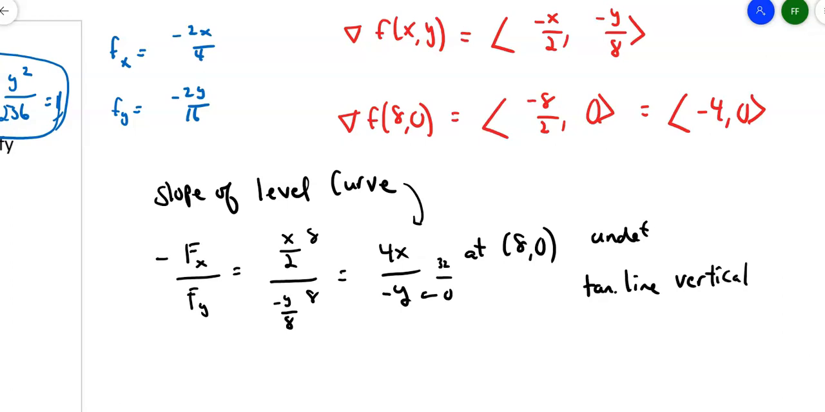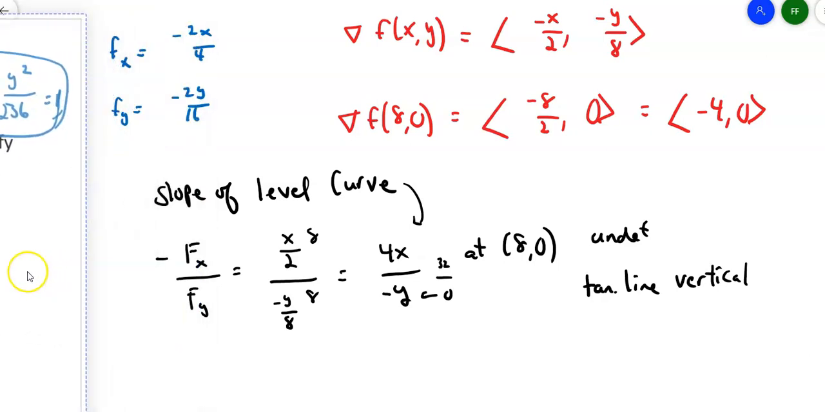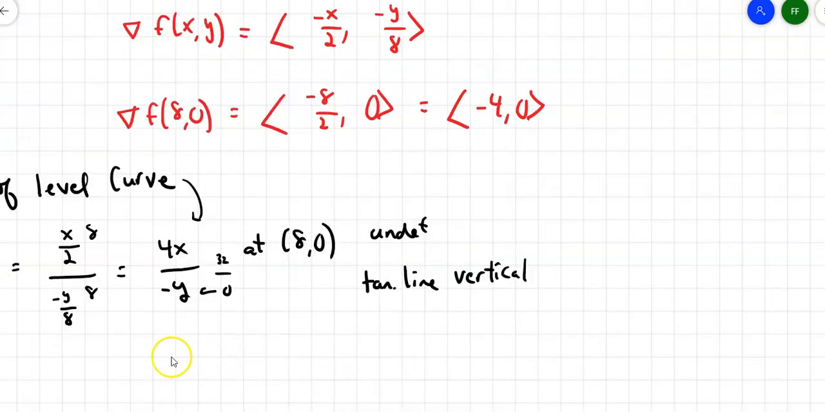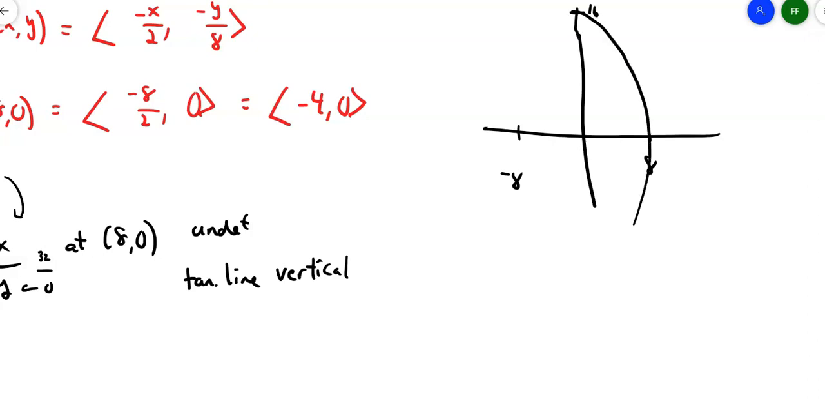What if I were to graph this? Remember we had said that the x-intercepts were 8 and negative 8. The y-intercepts were 16 and negative 16. What does that look like if I go to graph it? 8 and negative 8, and then 16 and negative 16. Can you see that if I graph even the right half of this ellipse, at the point (8, 0), I got a vertical tangent. And so the tangent line is vertical.